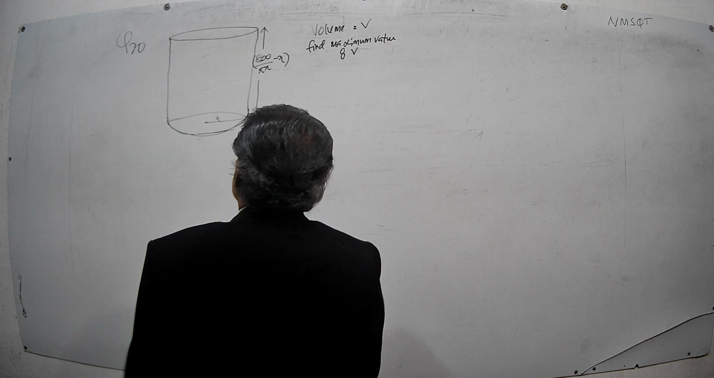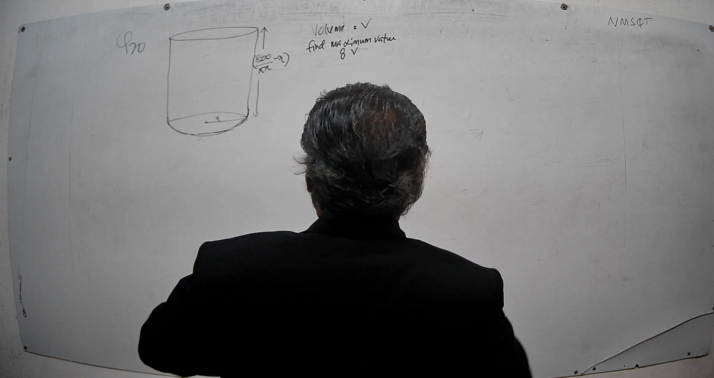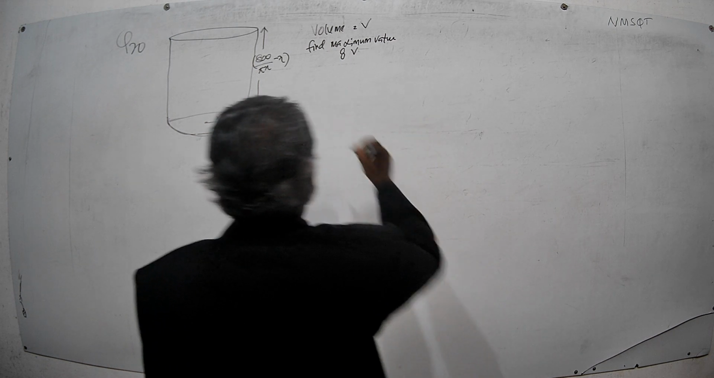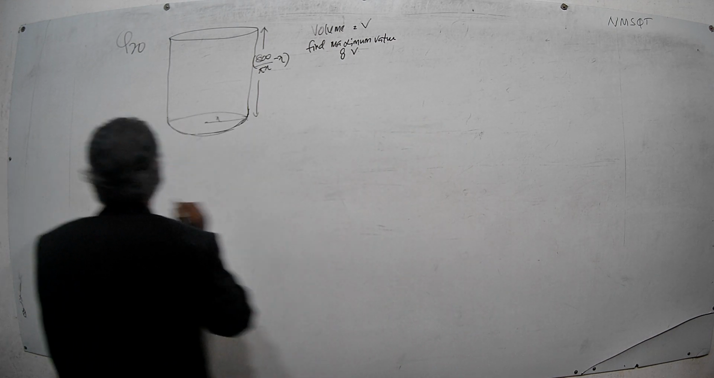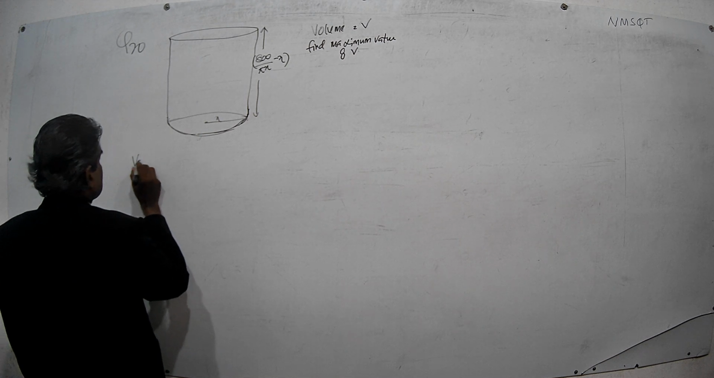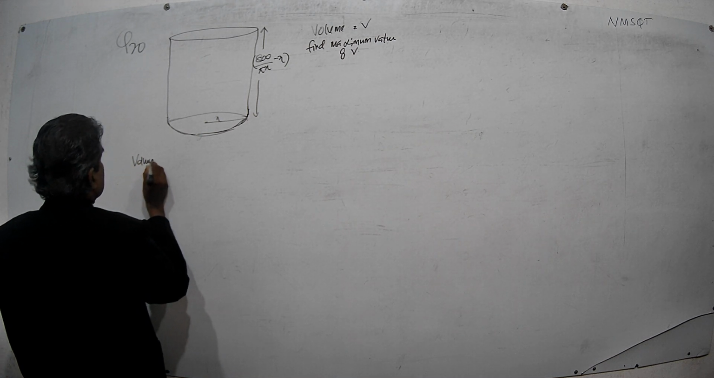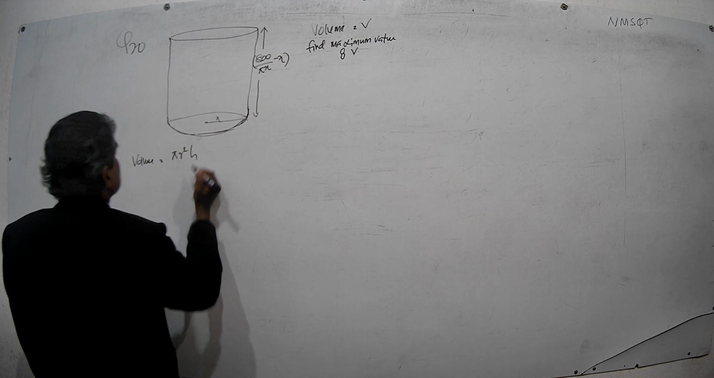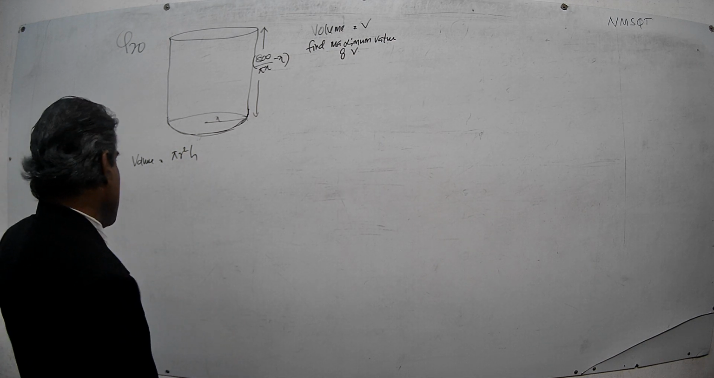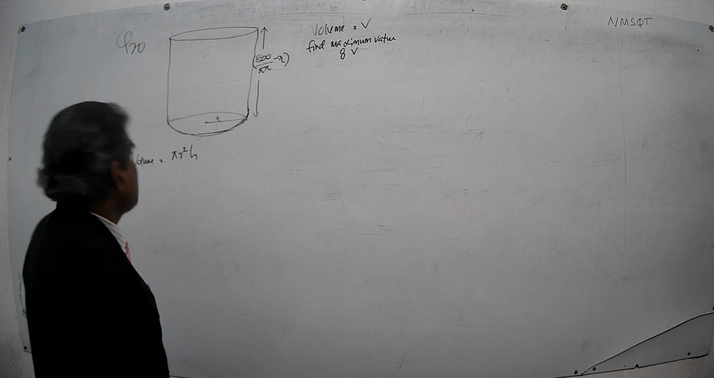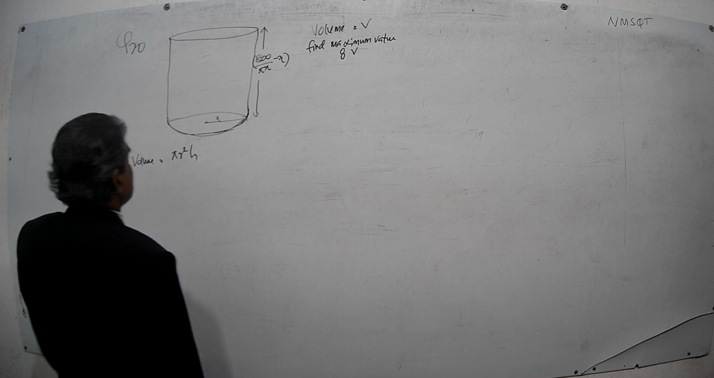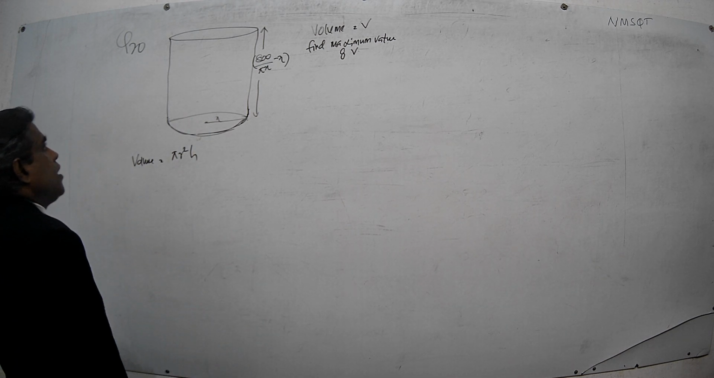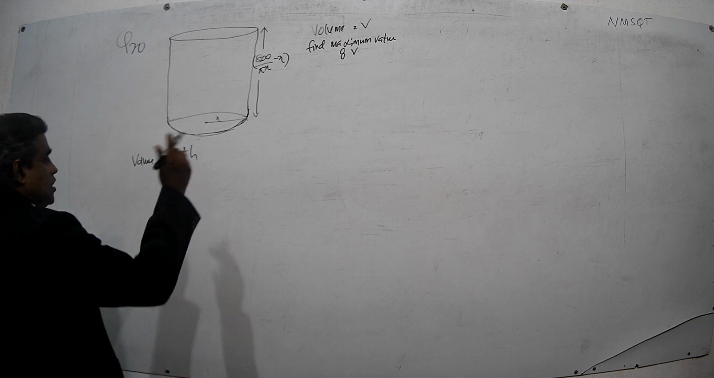Maximum value of V. First of all, we know how to find the volume of the cylinder. The volume of the cylinder equals pi r squared h. That is how you find the volume of the cylinder. R is the radius of the bottom or the top, and h is the height of the cylinder.